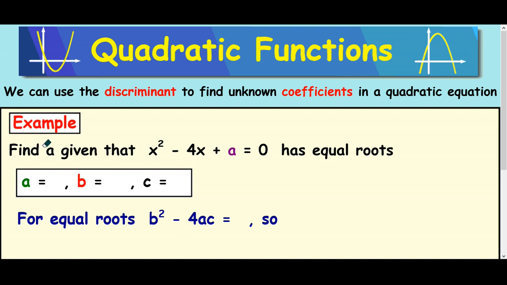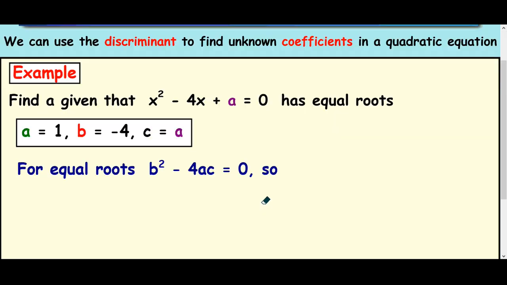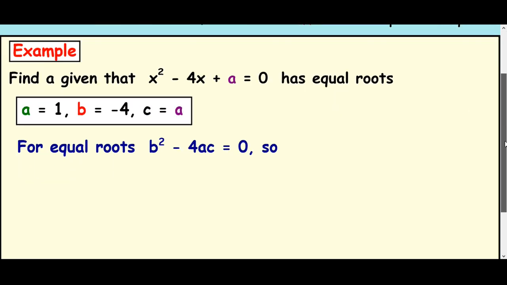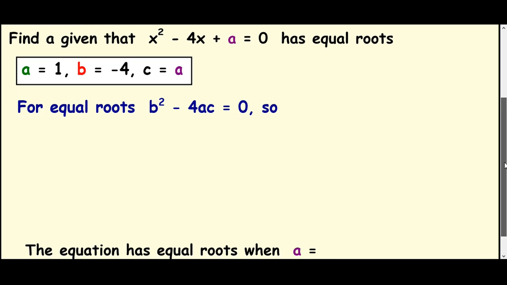So if you look at this, find a given that x squared minus 4x plus a is equal to 0, and it's got equal roots. Just start the same way as normal, get your coefficients. So a is the number at the front of x squared, so that's 1. b is minus 4, and this is a bit strange, but c is a, because there's an a value at the end there. Now for equal roots, we need to know our discriminant. So for equal roots, b squared minus 4ac is equal to 0. So this is where you set up your equation, which allows you to get what a is.